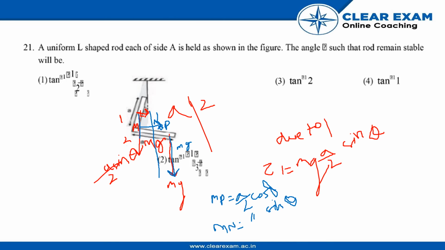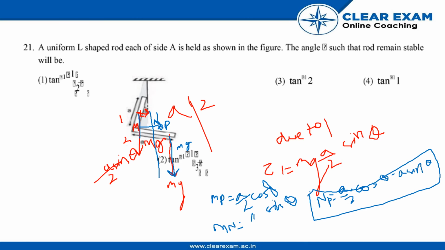So now we can see what we have as NP as a value, because we have theta here, so we will see the projection of this also. So it will be nothing but A by 2 cos theta minus A by 2 sine theta. A by 2 cos theta minus A sine theta. So now we have our equation as this one.